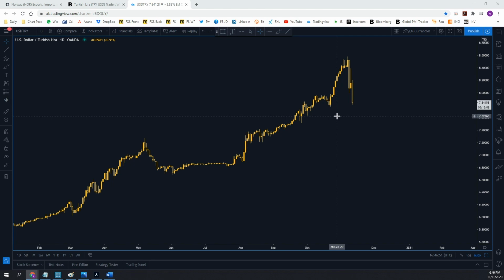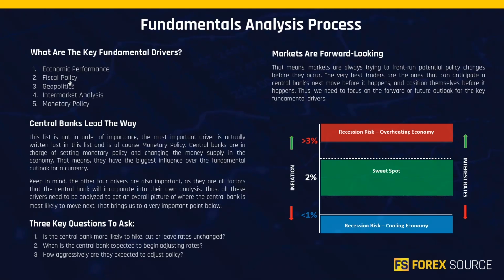So in this case, it was politics that was the main focus for the currency, again, from a fundamental point of view. But it soon turned the attention back to monetary policy and how these changes might affect it. So the point I'm trying to make here is that whether it's the Turkish lira or the Mexican peso, your fundamental process for looking at those basic things, economic performance, fiscal policy, geopolitics, intermarket analysis, monetary policy, it all stays the same. It's really rinse and repeat.